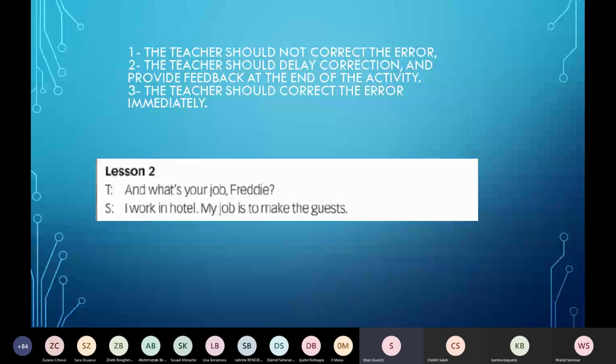Do we have Chan? Yeah, I would definitely correct this error immediately because this doesn't make any sense, and I would make sure the error is corrected immediately and explain why it's not correct.